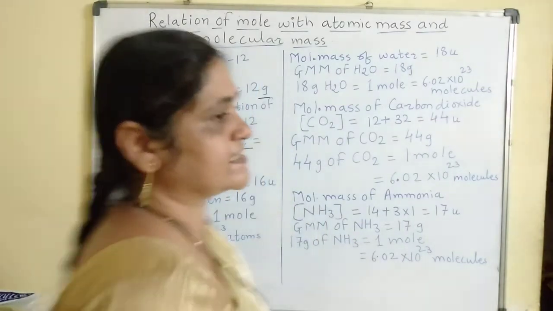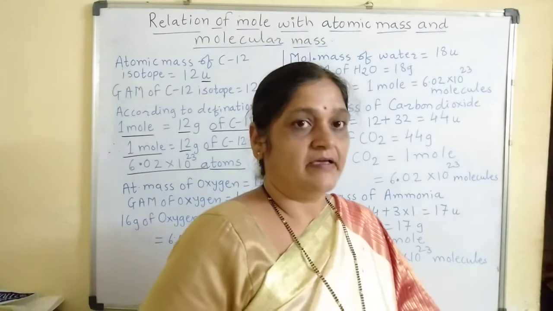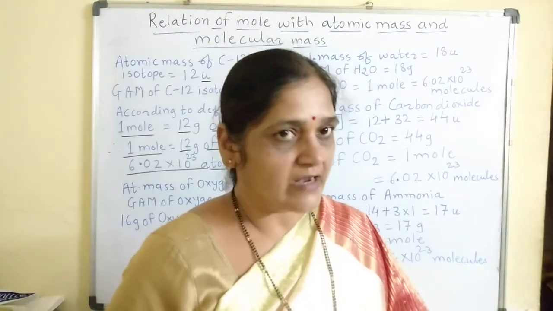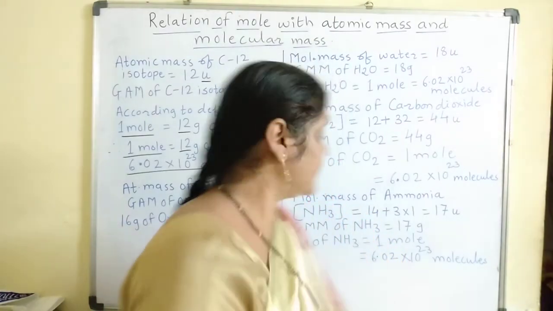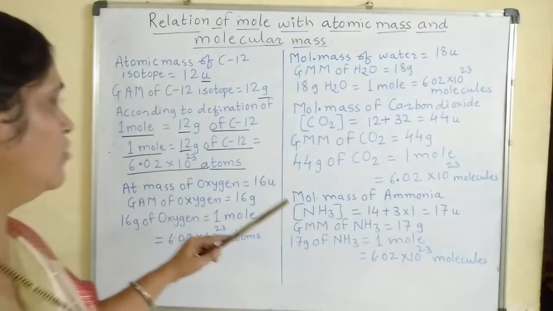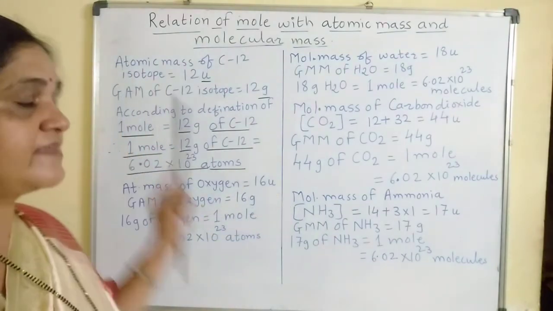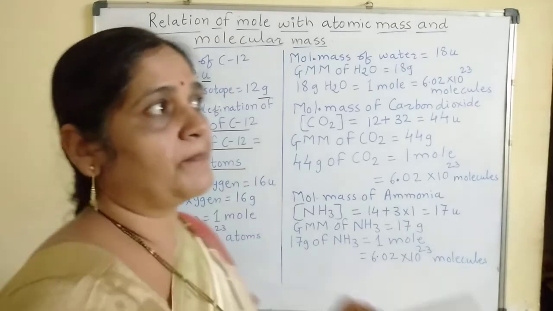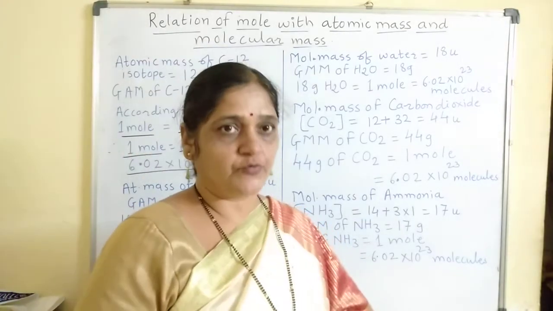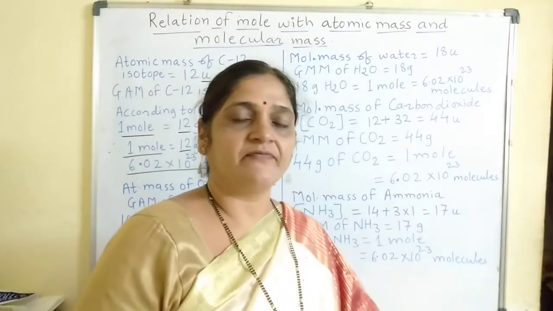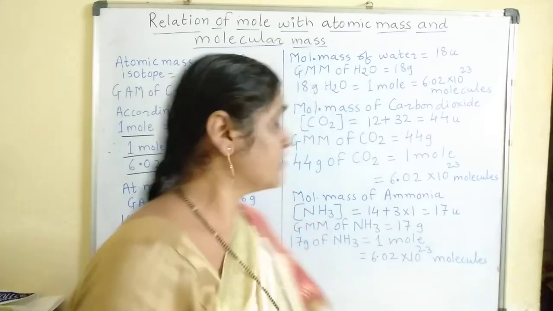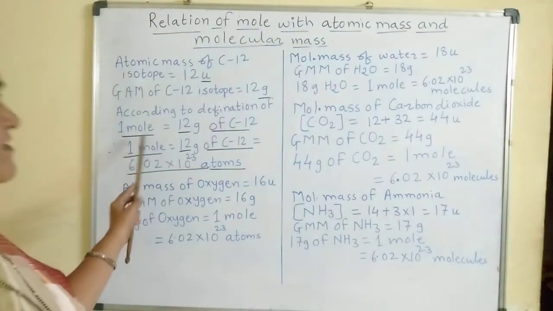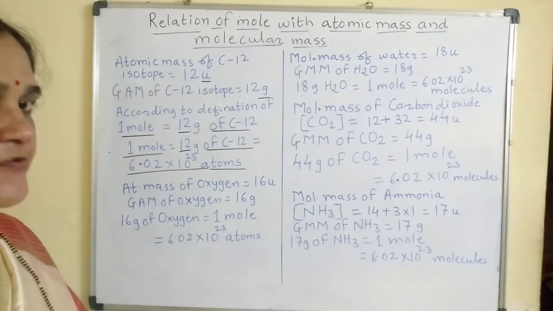Now how this gram atomic mass is related with the mole, that we will see now. According to the definition of mole, the same number of entities should be there. How many are present in the carbon 12 isotope? This way we have learned the definition of 1 mole. Therefore, 1 mole is equal to 12 gram of the carbon 12 isotope.